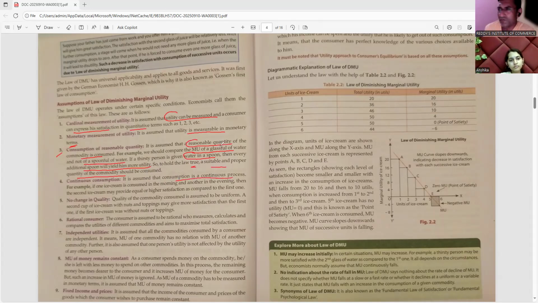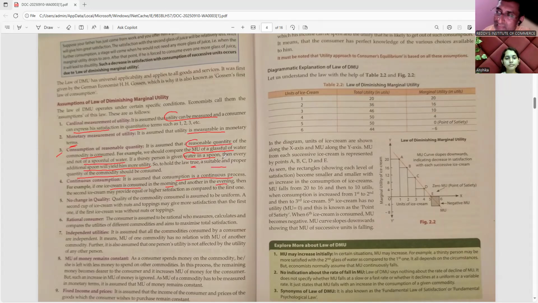See, consumption is a continuous process. Example, one ice cream is consumed in the morning, another in the evening. Your satisfaction level will remain the same. But if you are consuming continuously, simultaneously, 1, 2, 3, 4, 5, 6, then in this case, MU becomes 0.